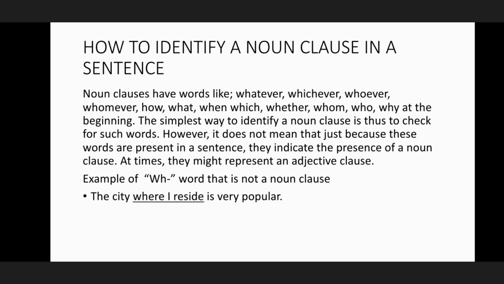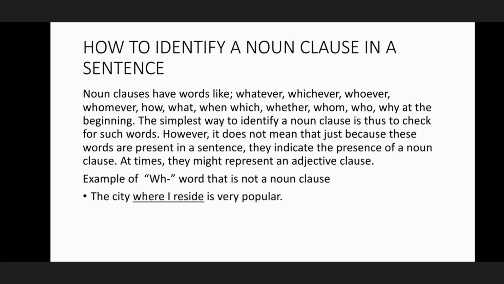Let's look at the example that we have below, and that sentence is an adjective clause. I read the sentence: The city where I reside is very popular. The city where I reside is very popular. When you look at this sentence, when we remove what I underlined there, what remains is: the city is very popular. That is it.